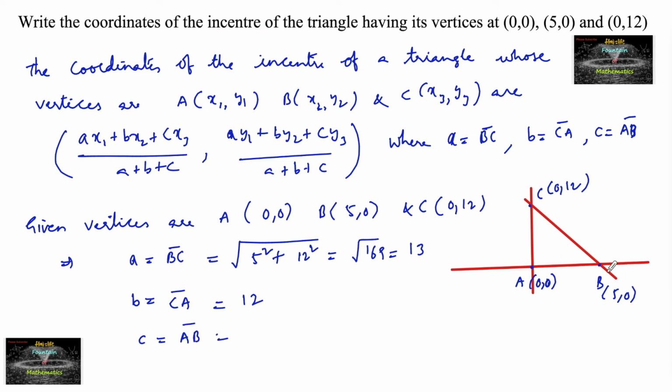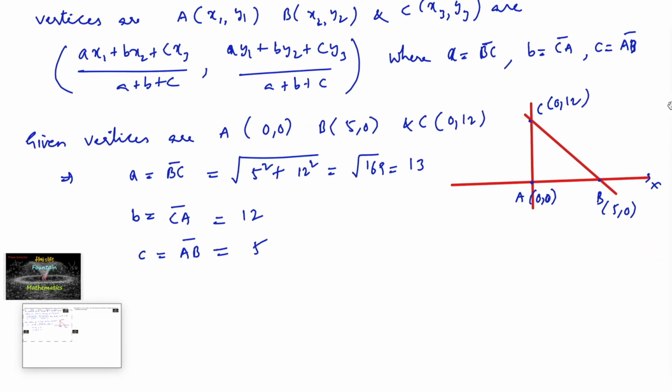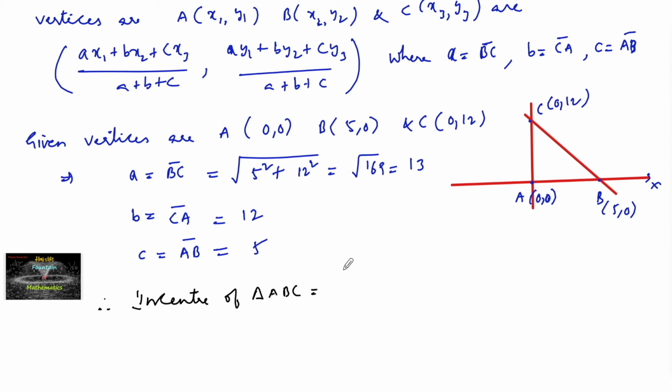So AB distance is on the x-axis, so the distance is 5 units from the origin, so we can say 5. So we got the a value, b value and c value. Now let us substitute in the formula. Therefore, the incenter of triangle ABC is equal to a times x1, that is 13 times x1, which is 0.